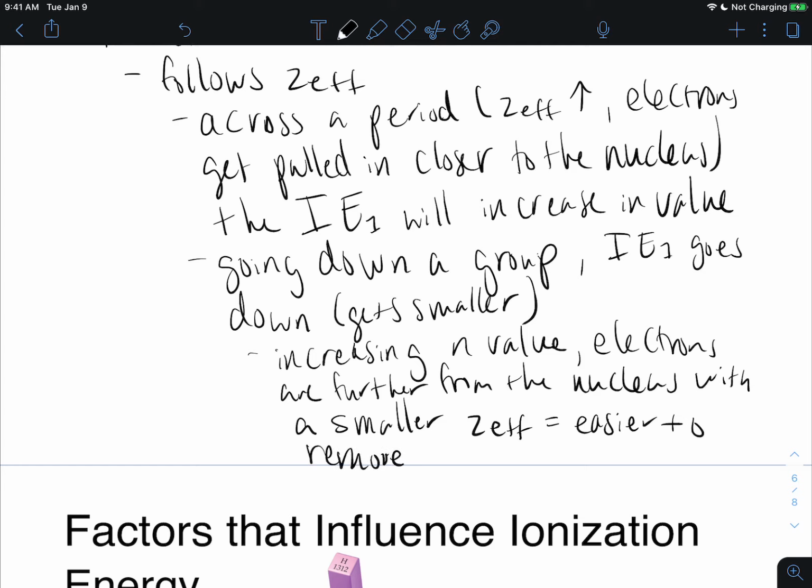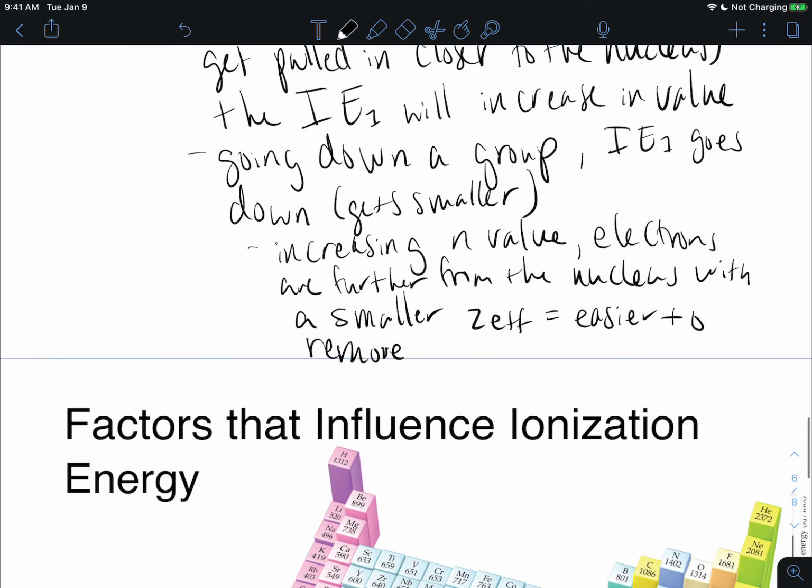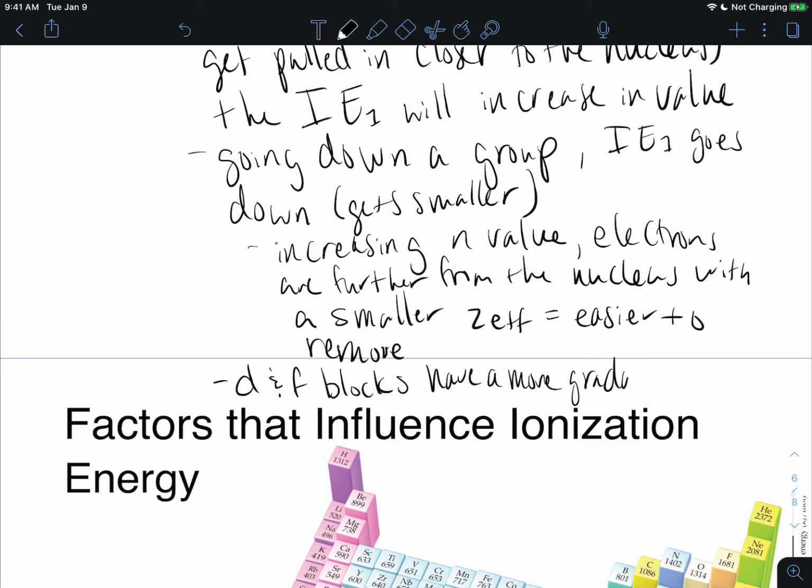When we're going across our periodic table, there'll be a greater variation in our s and p blocks in our ionization energy versus our d and f blocks. So our d and f blocks have a more gradual change in I1. Okay, so very, very little changes in our d block, even less in our f block.